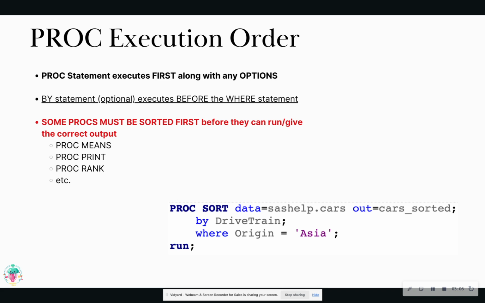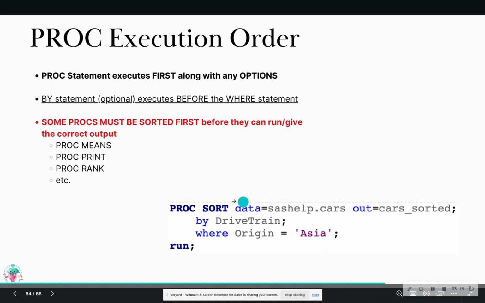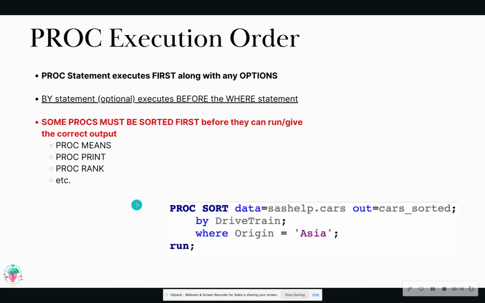So let's talk about the execution order. Proc statements are going to execute first along with any options. In this case, I have my proc sort statement, this entire line. Here the name of the procedure is sort. I'm feeding it some data, which is sastutorials. And one of the options that I have within this statement is to output to a new data set called car sorted.